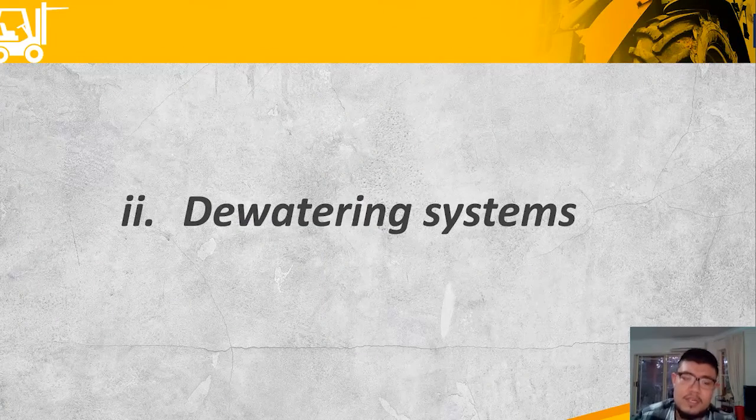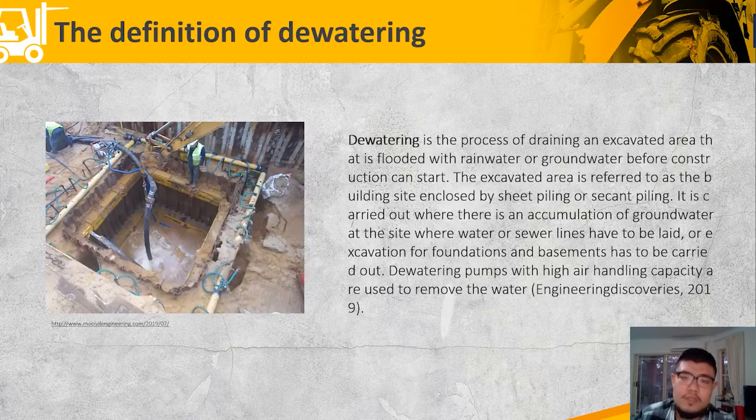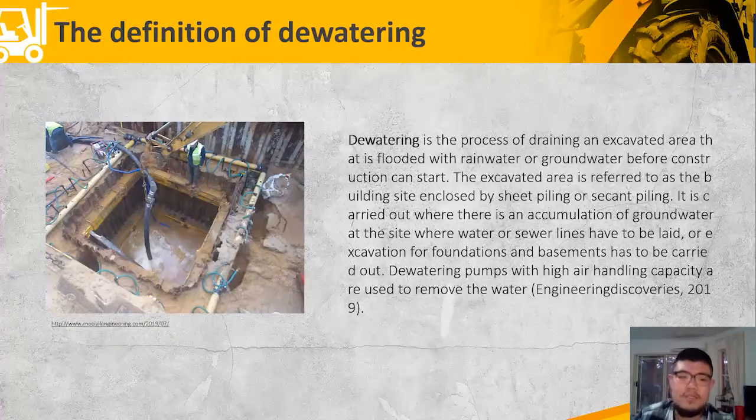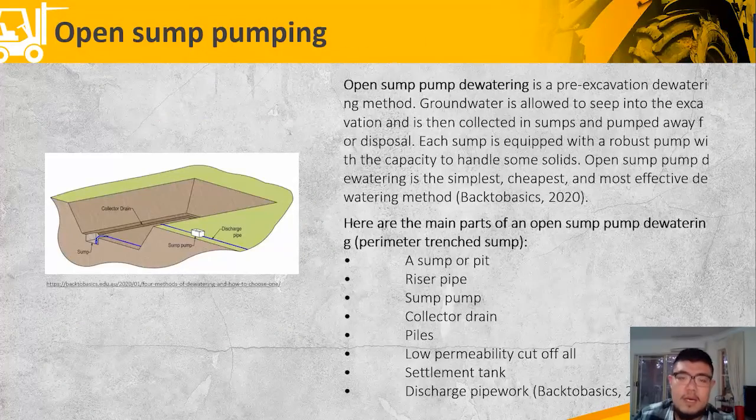And here's the second main component that I want to introduce, the dewatering system. Dewatering is a process of draining an excavation area that is flooded with rainwater or groundwater before construction can start. The first type of dewatering system is open sump pump dewatering. It's a pre-excavation dewatering method. Groundwater is allowed to seep into the excavation, and it then collects in sumps and is pumped away for disposal.